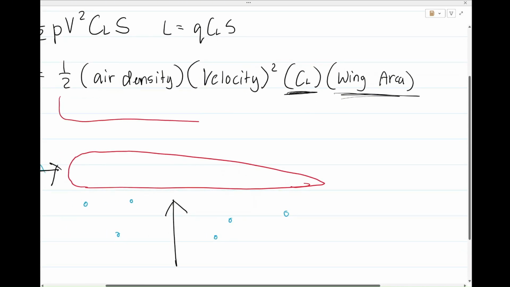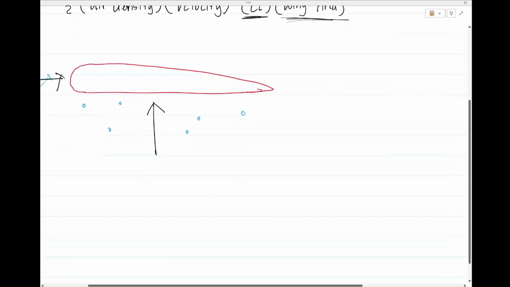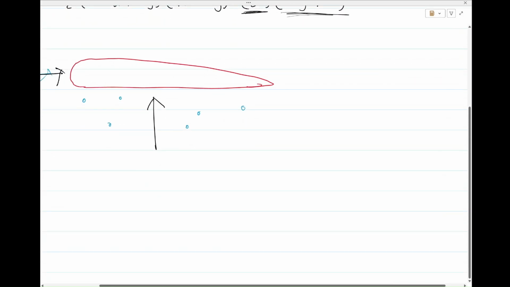We keep these first four terms constant. Having a greater wing area means that you're generating more lift. You're generating more lift for the same velocity, for the same coefficient of lift, for the same air density. That's why, how do I say this?